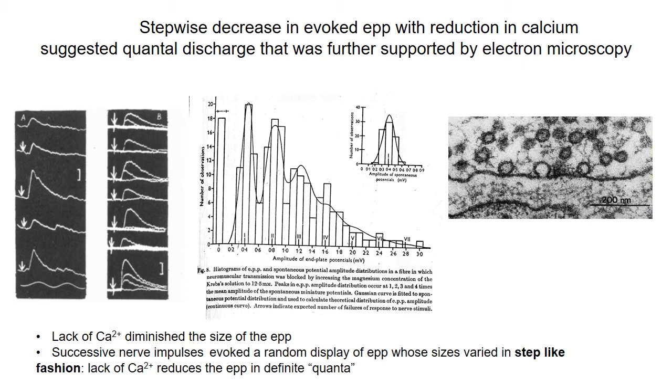And this coincided with electron microscopy images, which have shown the synaptic vesicles in the presynaptic terminal, and especially presynaptic vesicles in the process of fusion or release of neurotransmitter. That suggested that these might be the physical manifestation of the quanta.